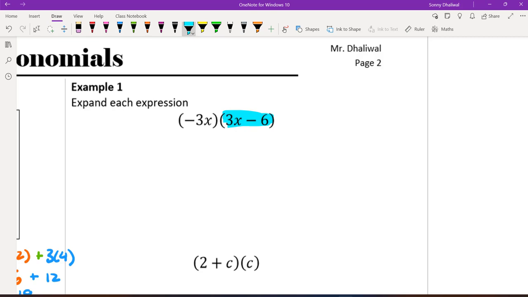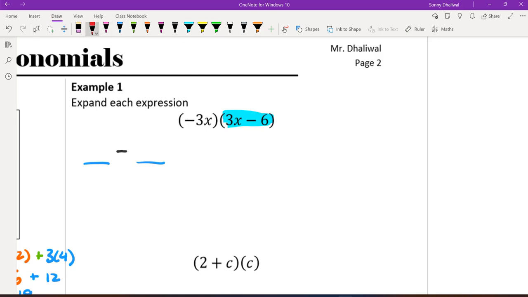What do you think, Jacob? How many terms are in here, highlighted in blue? 2. So our final answer is going to have 2. So I'm going to do this off to the side here, because I'm going to leave room for the other methods. And we put a minus sign because there's a minus sign in between there.